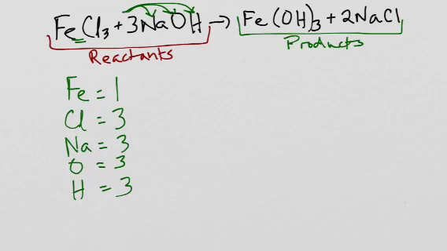So on the reactant side, we have 5 different elements: iron, chlorine, sodium, oxygen, hydrogen. And then we've got the different numbers of atoms of each of those elements. So total, we've got 13 atoms here, right? 3, 6, 9, 12, 13. Yes? Okay. Let's look at the product side.